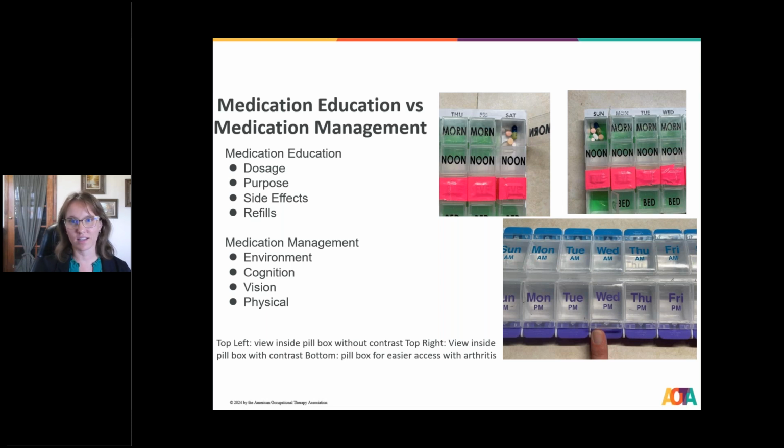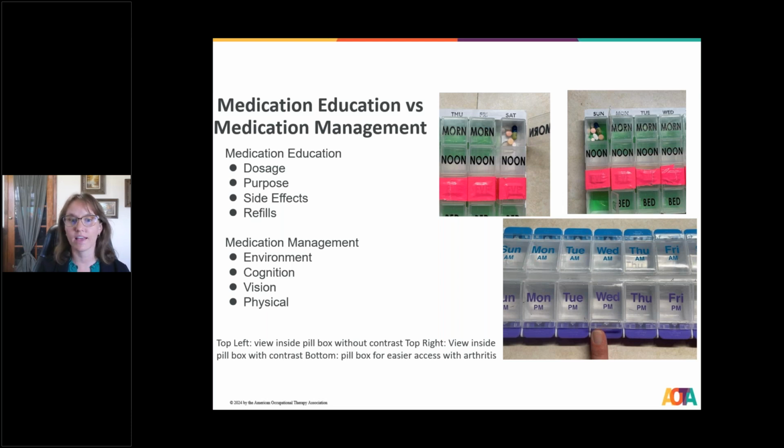One of the areas I like to educate on is the difference between nursing and OT. A lot of times this is medication education versus medication management. Education is definitely a nursing area: dosage, purposes, side effects, refills, do those medications go together? Medication management is more, are they able to take their medications at the correct time? So it might be looking at their environment. Are they cognitively able to manage their medications? Can they see their medications?